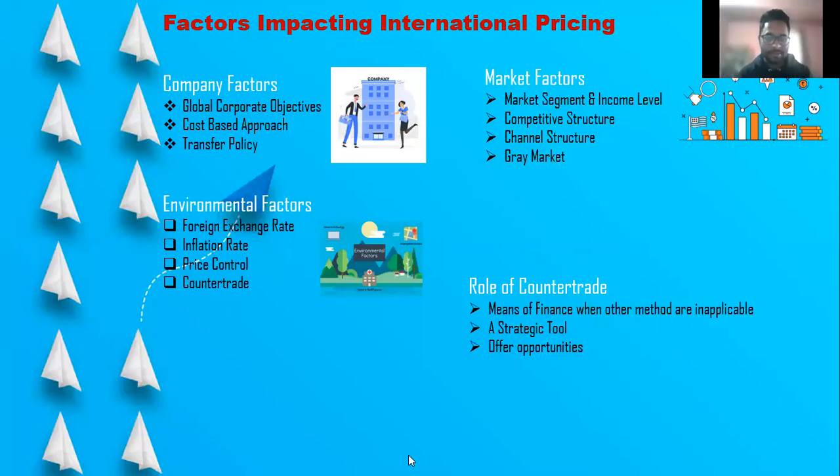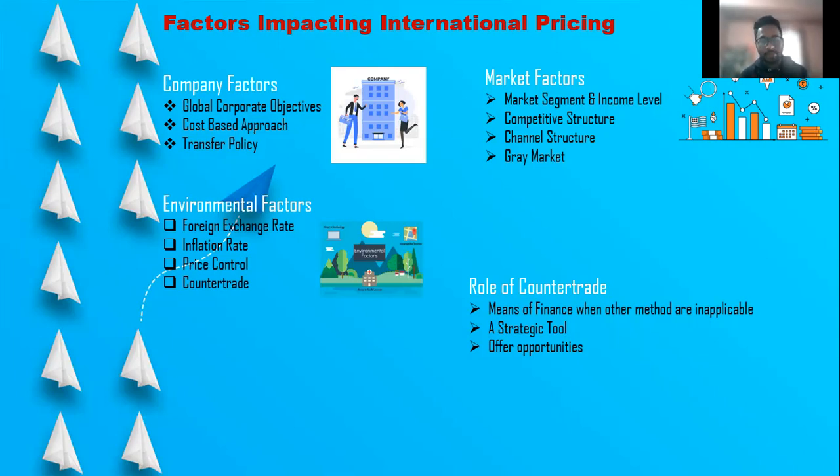Assalamu alaikum everyone. This is Zakir Hussain and my bearing ID is 144. Question number 9 was: what are the company factors, market factors, and environmental factors that impact the pricing strategy in the international market? First of all, there are 3 company factors. They are company corporate objectives, cost-based approaches, and transfer policy. Company corporate objectives can be to survive in the market or to capture the market share globally. That's why their pricing strategies vary.